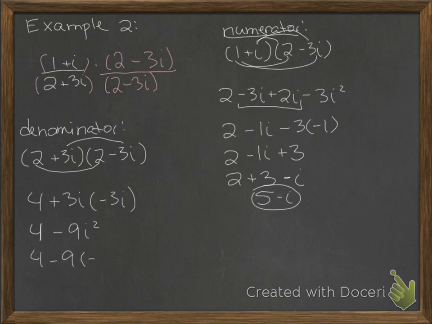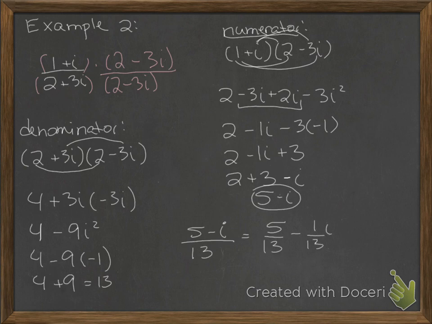Remember that I squared is always replaced with negative 1. This becomes 4 plus 9, or 13. So, my final answer is 5 minus I divided by 13. Again, if the directions specify that we need to express it in the form a plus bi, we can just break it apart. So my a is 5 over 13, and my b is 1 over 13.